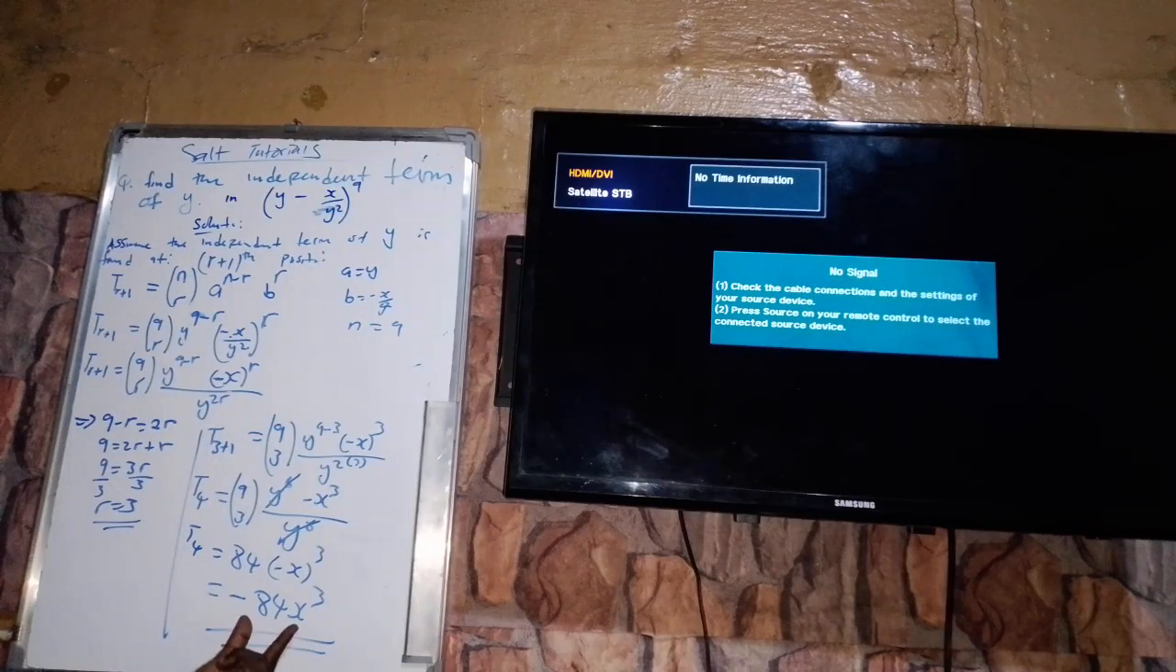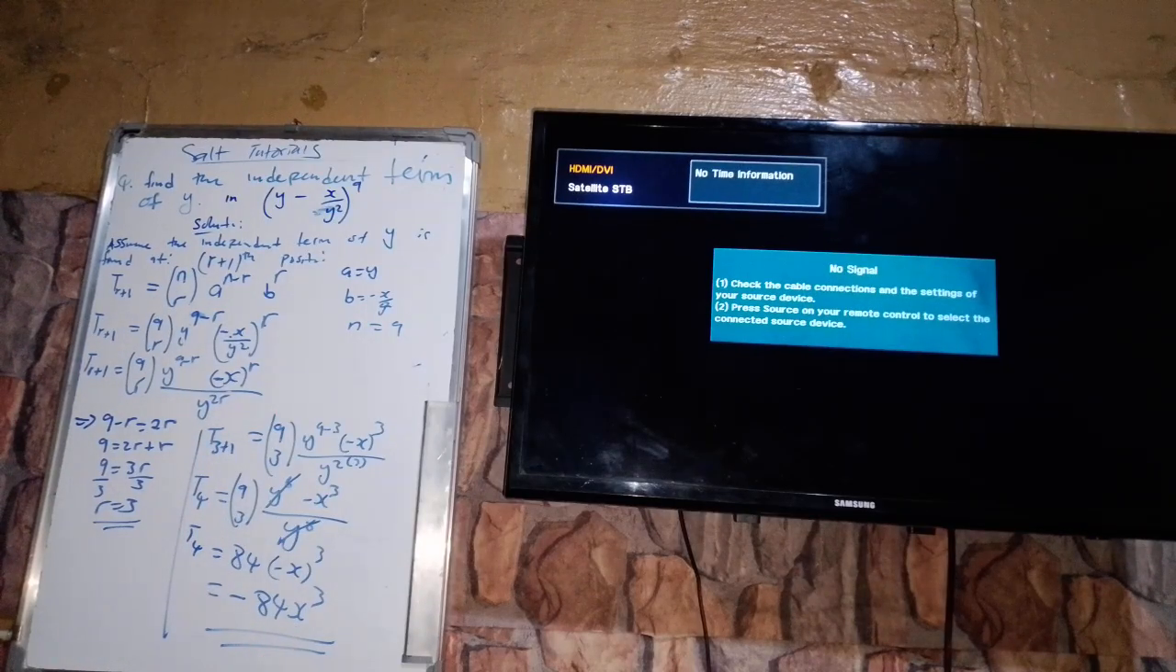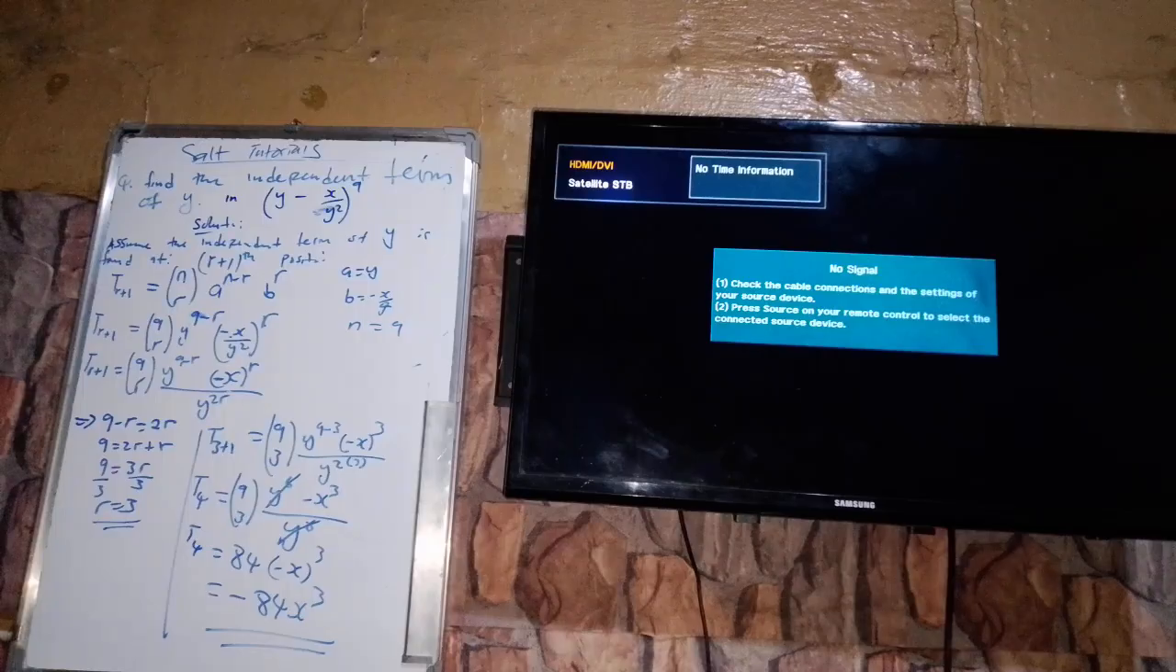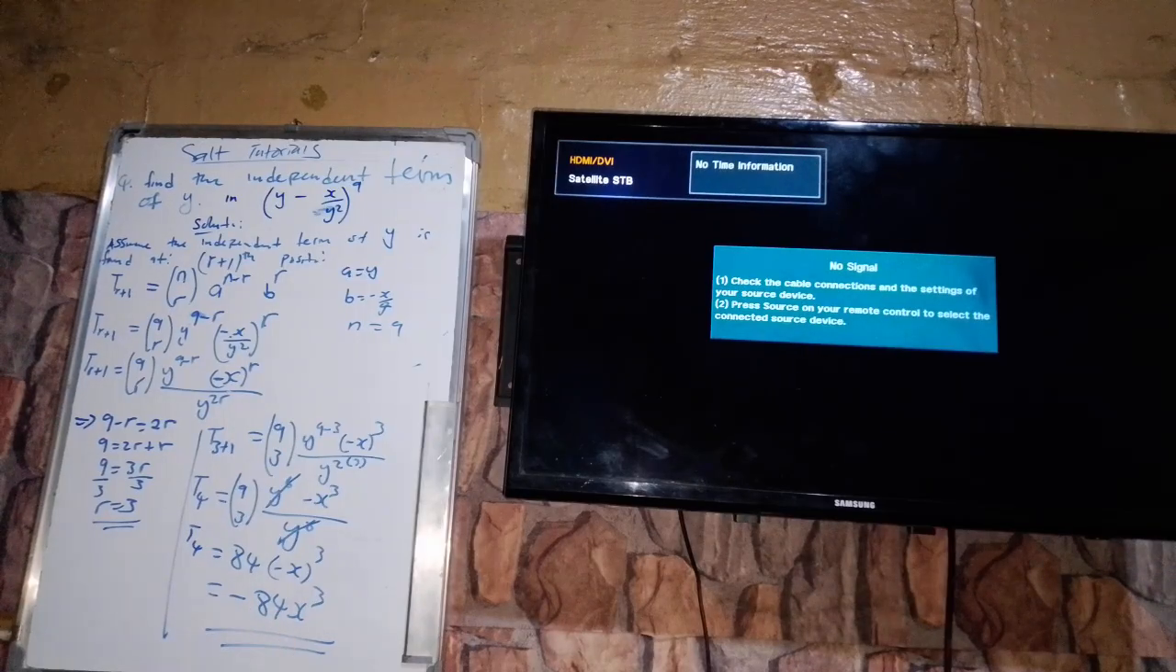As you can see, does this function have any y? It doesn't have any y. It qualifies to be called an independent term of y.